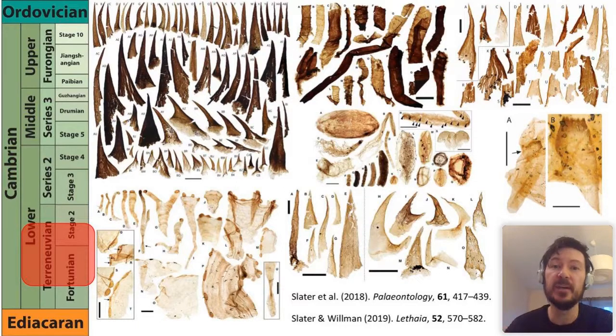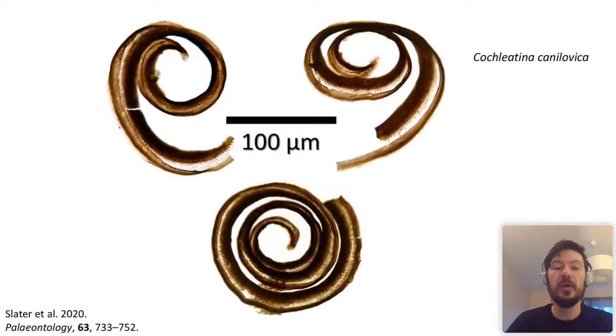So the next question is: is it possible to push this record further back and track these kinds of fossils across the Ediacaran-Cambrian boundary, where we have this seeming disconnect in other modes of preservation, but where SCFs likely have a much more continuous record? So recently we've been examining earliest Cambrian and latest Ediacaran deposits for SCFs.